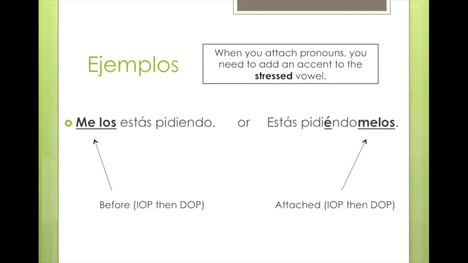But again, the stressed vowel in this situation, the strong E, which is actually 4 syllables back, needs to carry an accent. If you don't want to remember accents, just stick to the normal SIDV. But you may see pedirmelos or pidiéndomelos in writing or in songs or in speech all the time.